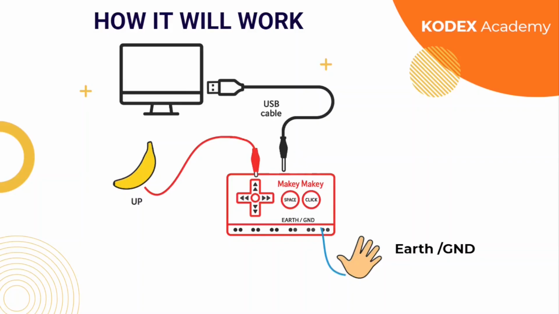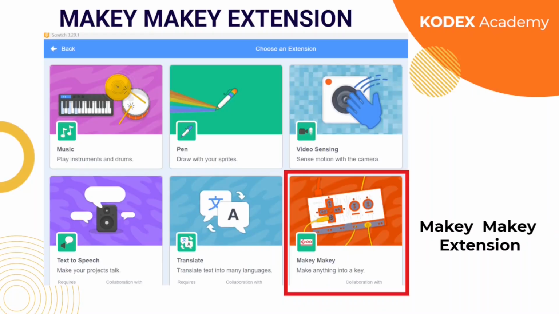Now we'll see how we can use this Makey Makey kit in Scratch. Whenever you choose the extension, in the second row, you will get this extension. Makey Makey: make anything into a key. It means this tool helps you turn any object into a touchpad, a keyboard or a mouse, you can say. Now we'll see how many blocks we have in this extension.